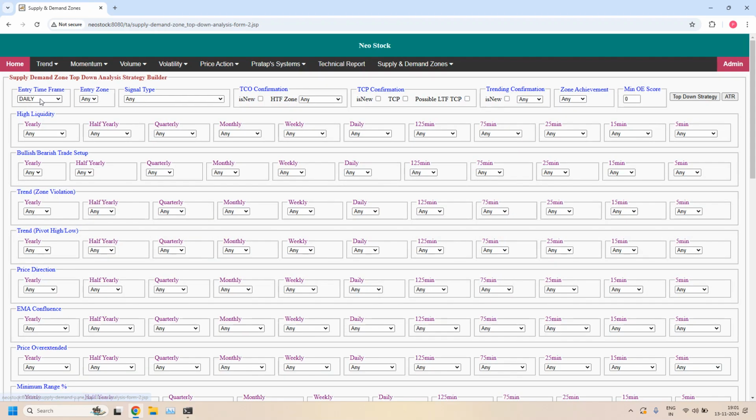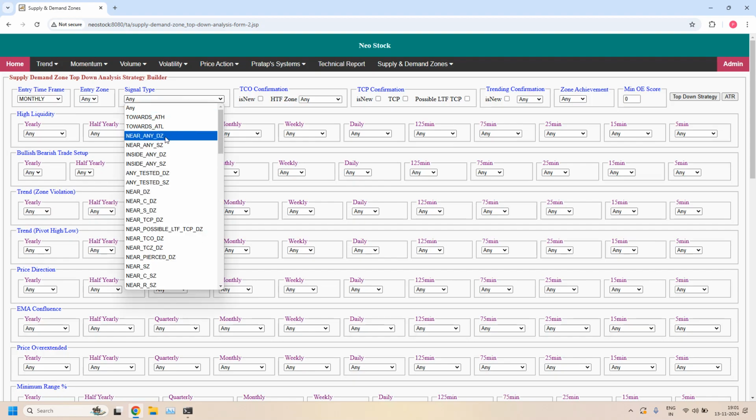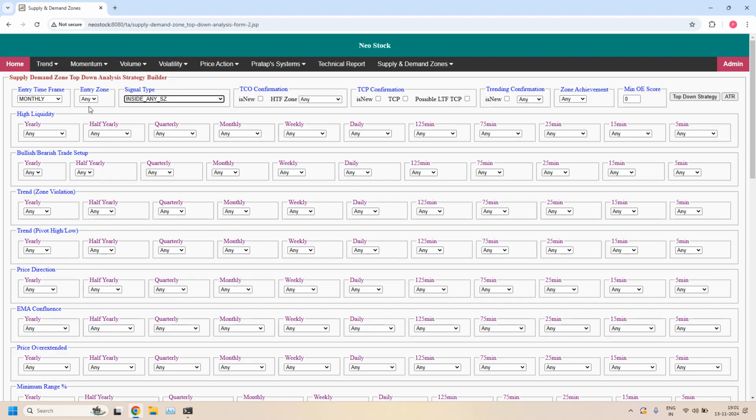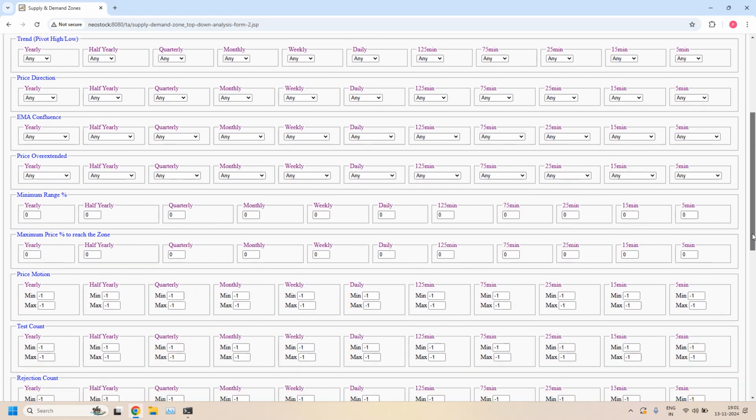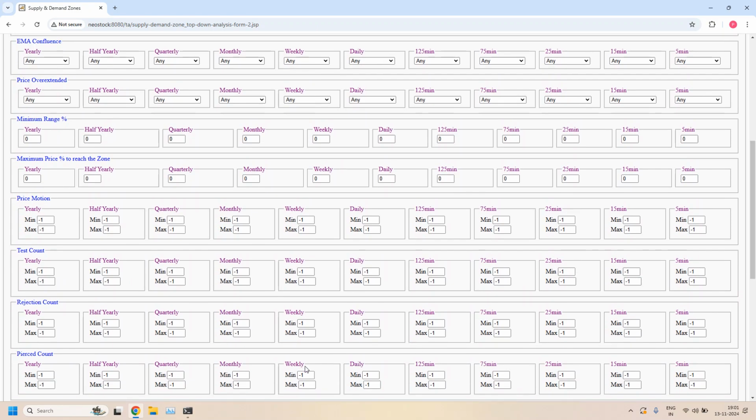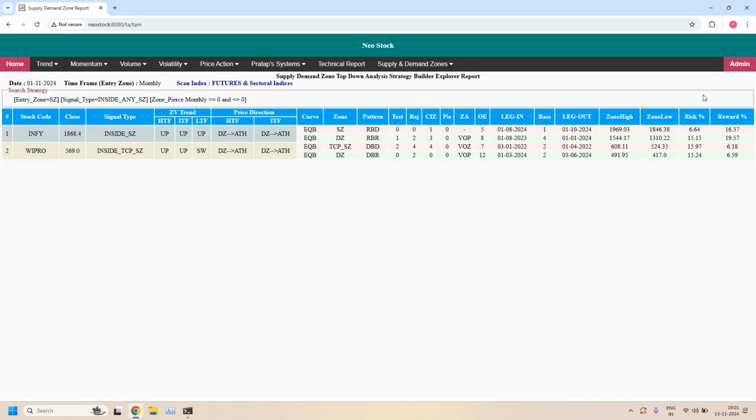Okay, next for monthly time frame, let's find the stocks where price closed inside monthly supply zone. And these monthly supply zones should not be pierced. So in the pierced count, monthly time frame, minimum value is 0, maximum value is 0. That's fine. We got 2 stocks.